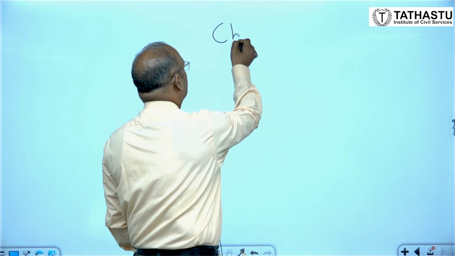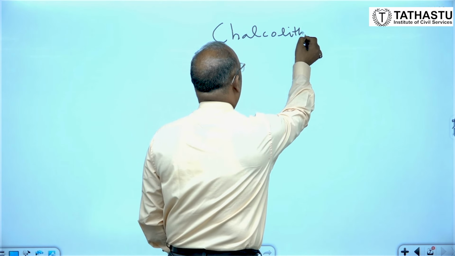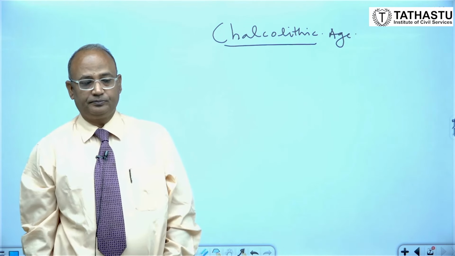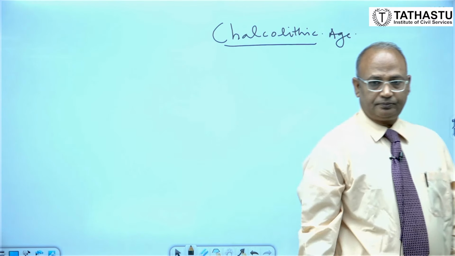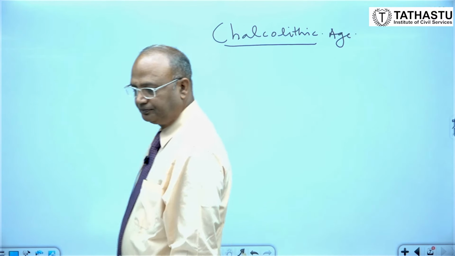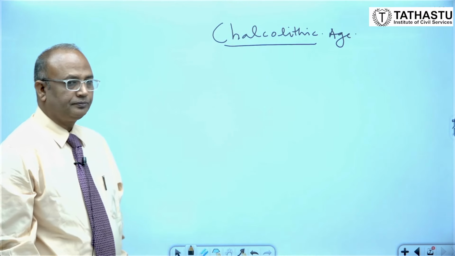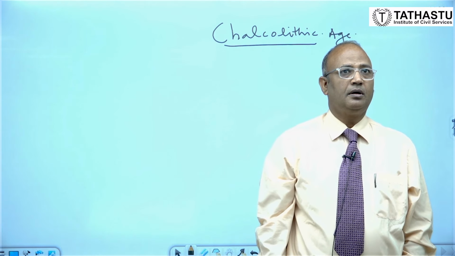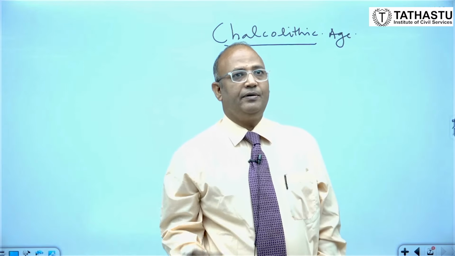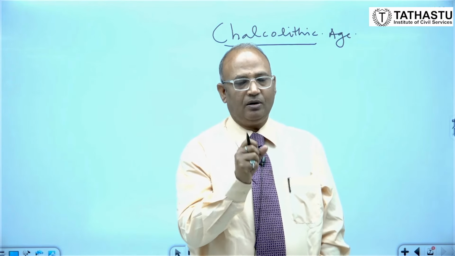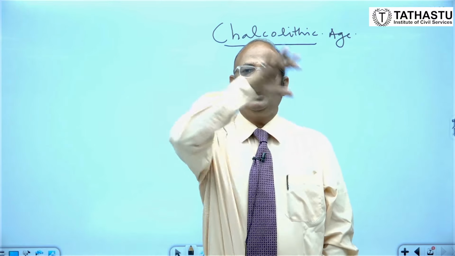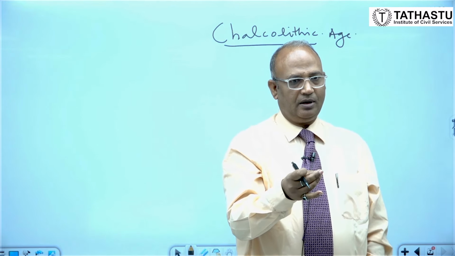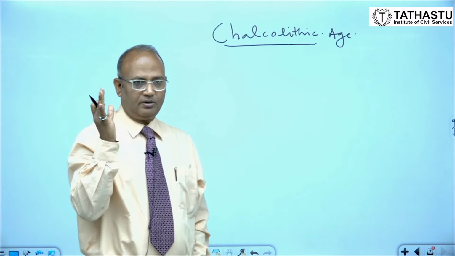Now the next chapter is Chalcolithic Age. Evidence means from where we have discovered something, what was found there. Many things have been discovered, but historians tell us what are the most important, okay.